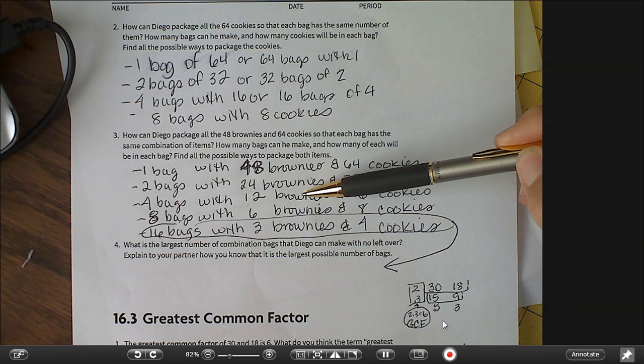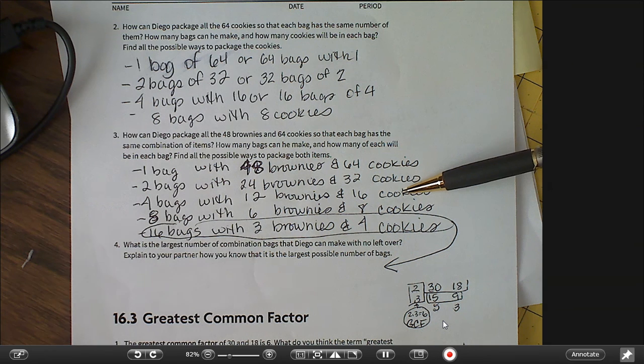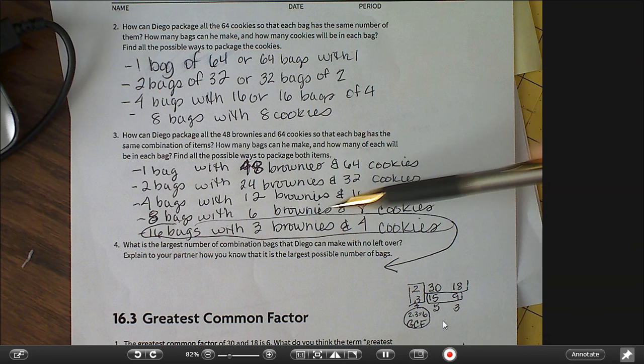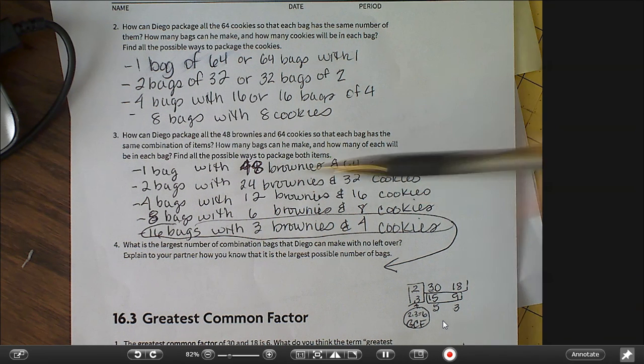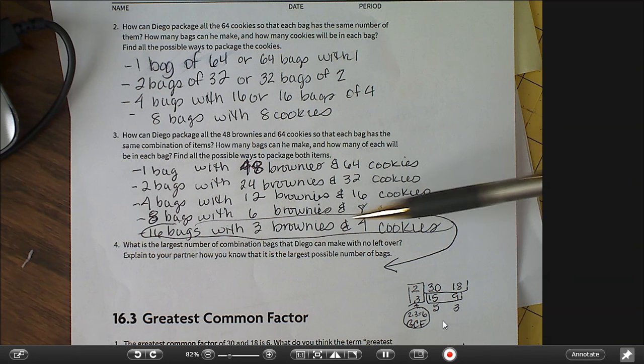4 bags with 12 brownies and 16 cookies. Or 8 bags with 6 brownies and 8 cookies. Or 16 bags with 3 brownies and 4 cookies.